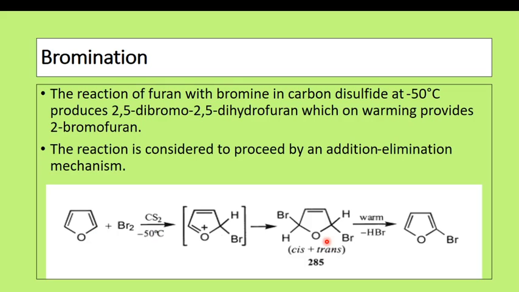And then further in warm condition, with the removal of one hydrogen bromide group, it gives furan substituted at the second position with bromine. That is 2-bromo furan. So all these reactions, that is bromination reactions, take place at the second position. And if the second and fifth positions are occupied with some substituent, then the reaction takes place at the third and fourth position.